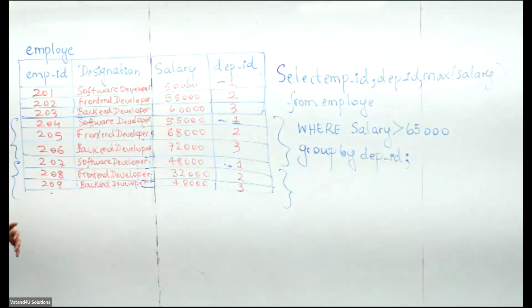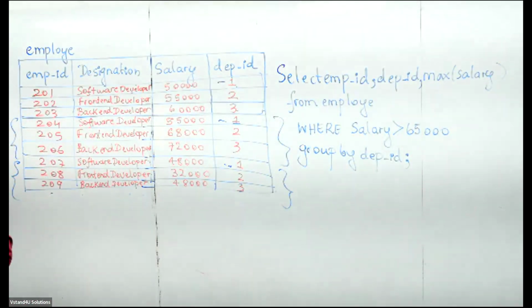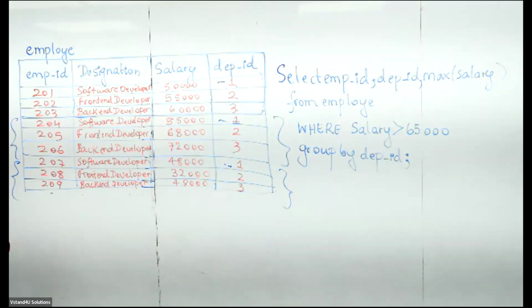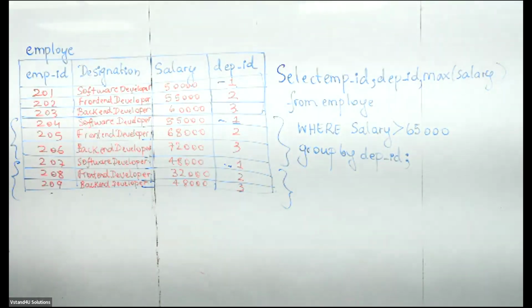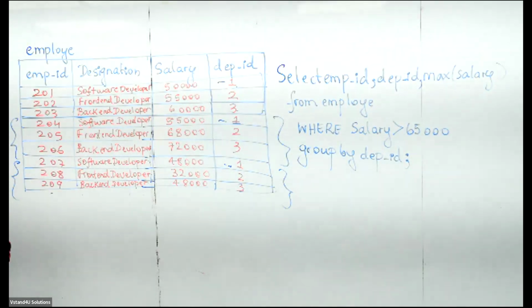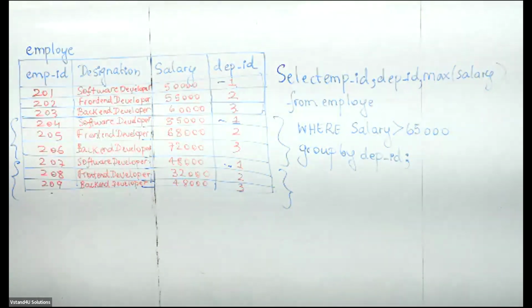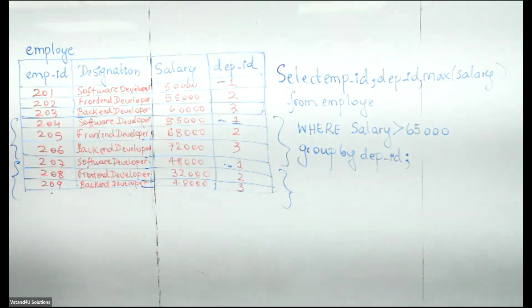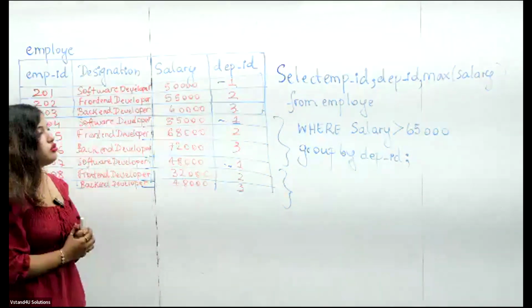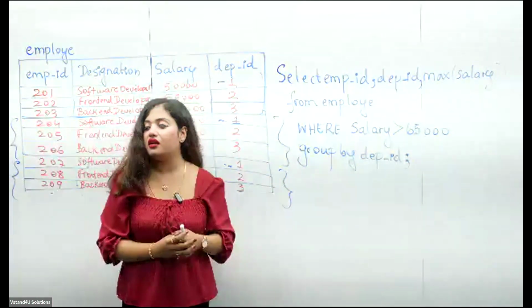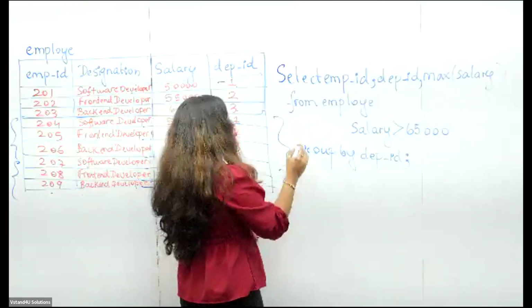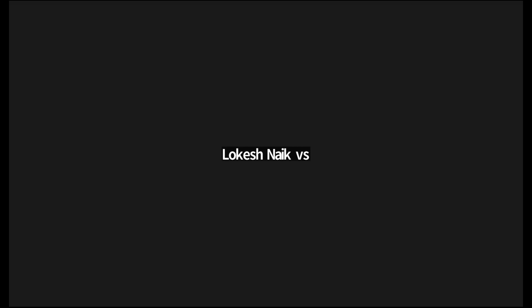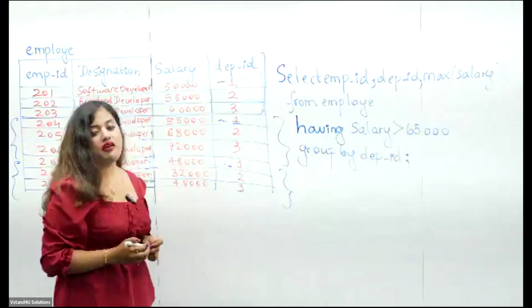Guys, when you write this query, you will get an error. Why you will get an error is because when you are using the group by clause, you can never use the where condition. Whenever you are using group by clause, you can never use where condition. You will get an error. But instead of where, you will be using the clause called having salary greater than 65,000. Clear?